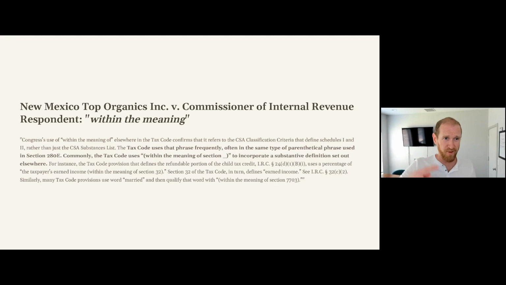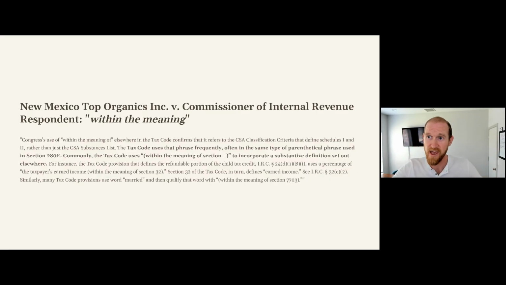and he gives 2 examples, and he may have given more, but I'm limited in the time and the work that I have to put into this. There were 2 specific examples. The child tax credit uses a percentage of the taxpayer's earned income, and you all know what I'm talking about here, "within the meaning of" section 32. And that section is what defines earned income. So what he's saying is that "within the meaning of" refers to the definition of what earned income is.